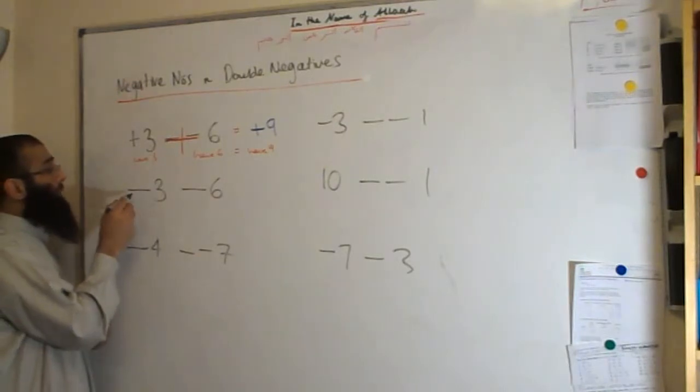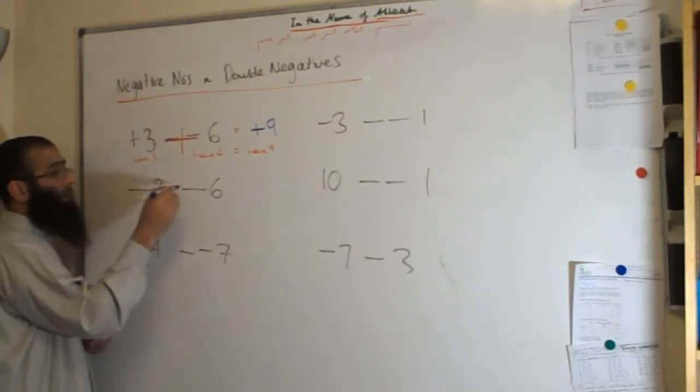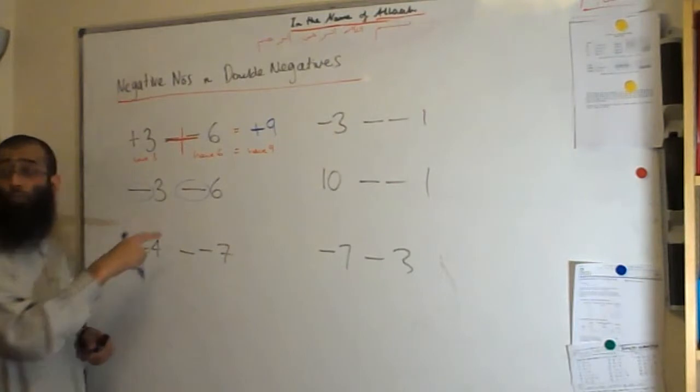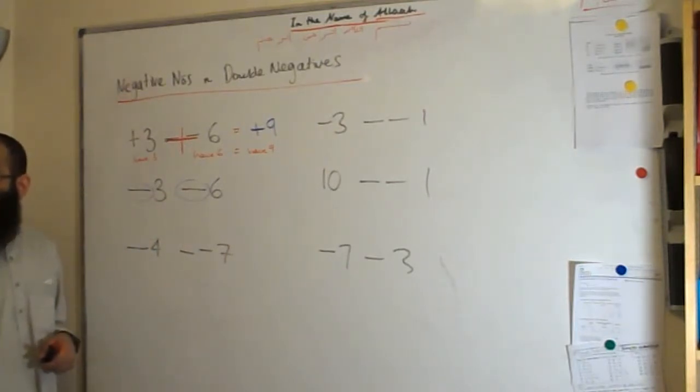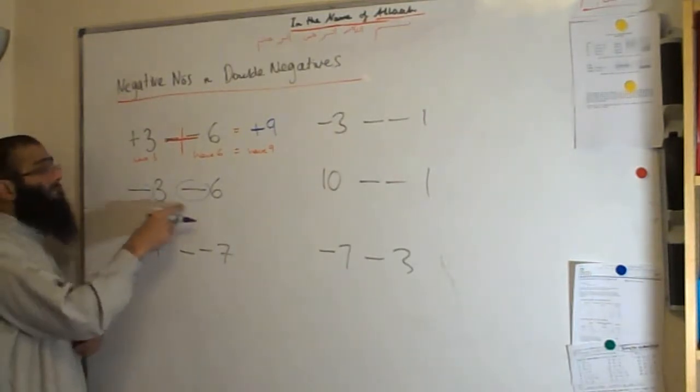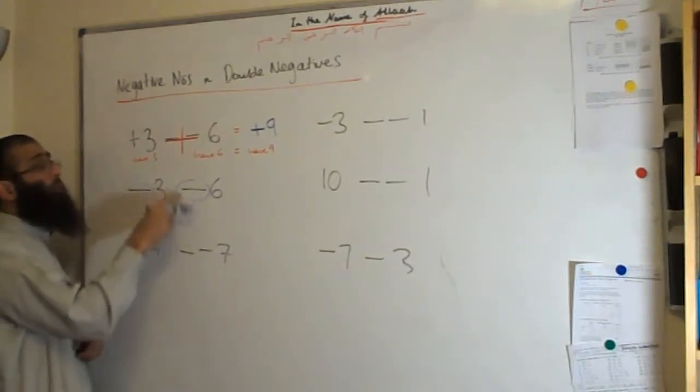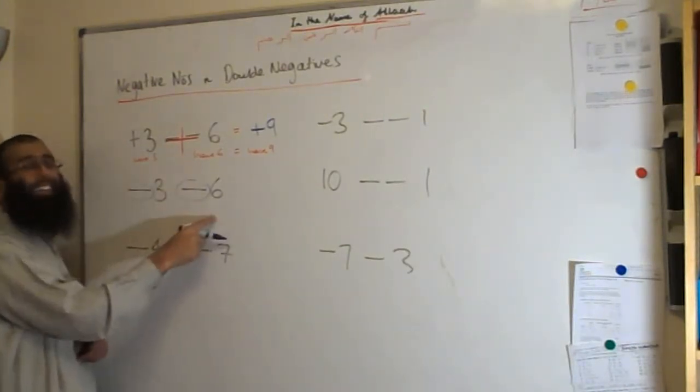We have this minus here and this minus here. Are these two next to each other? No. These two negative signs are not next to each other, so they don't qualify to become a plus. This is just a standard negative question.